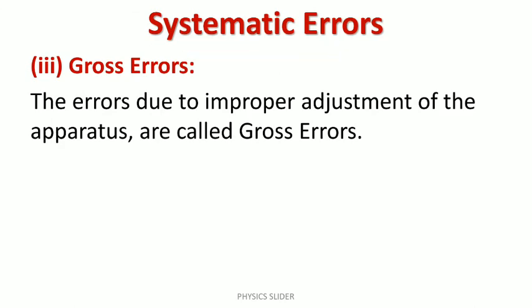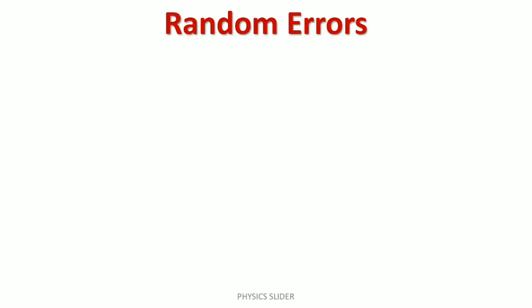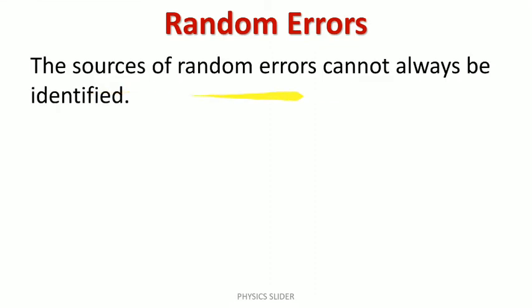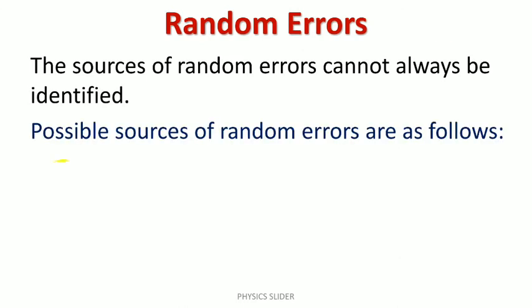All right, so moving ahead with random errors. Now, what are random errors? How can we define random errors, or can they be defined or not? Watch here. The sources of random errors cannot always be identified. So it is clearly seen that the sources of random errors cannot be defined or identified. So what are these random errors? Why are these not identified? We will discuss here.